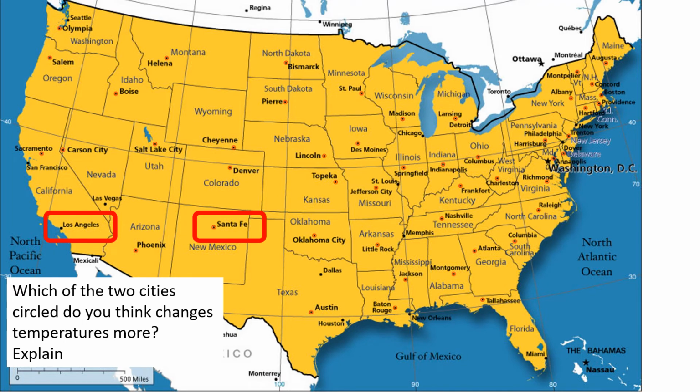Well, remember that the farther away you are from the water, the more you can change temperature. So Santa Fe here, which is away from the coast, is going to be able to get hotter and colder. It's going to change temperatures a lot more than Los Angeles. Los Angeles, remember, is on the coast of California. Coastal cities of California have pretty much the same temperatures all year round.